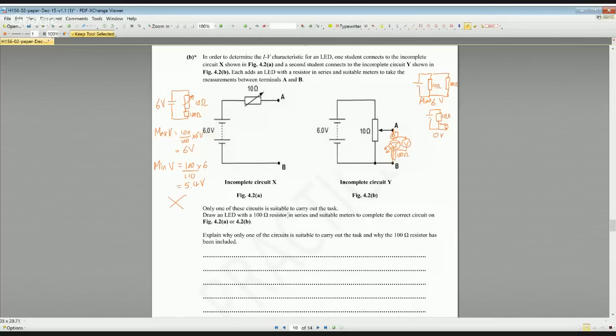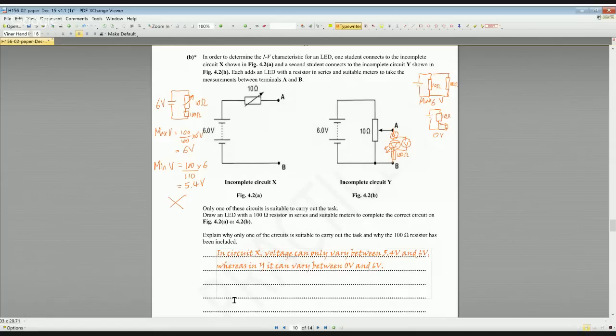You've got an ammeter in series, a voltmeter in parallel across the LED only, and we've got our 100 ohm resistor there as well. Finally, and this is all worth 6 marks, remember, let's explain why that works. So in circuit X, voltage can only vary between 4 volts and 6 volts, whereas in Y, it varies between 0 volts and 6 volts. So that's why we've chosen circuit Y.